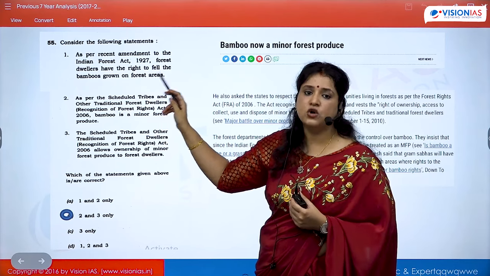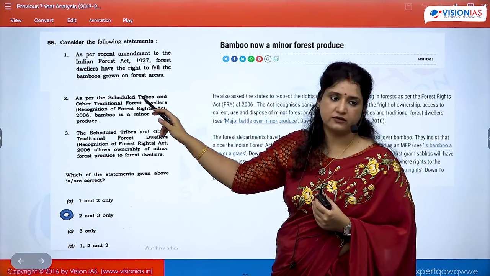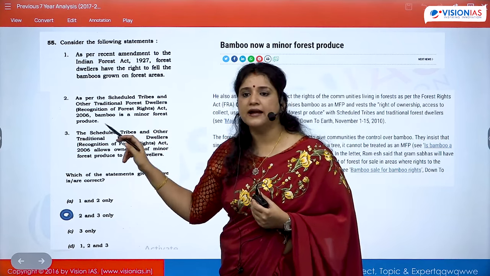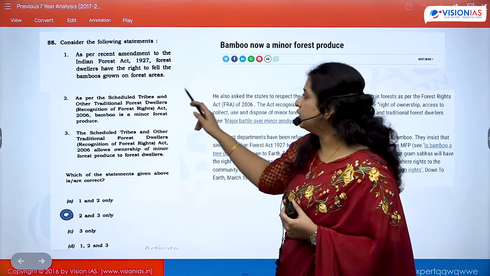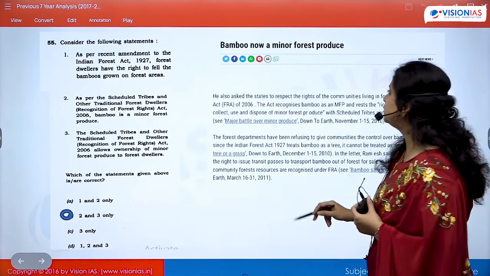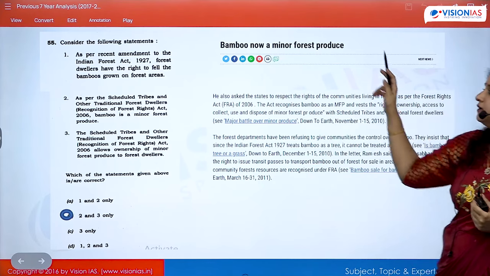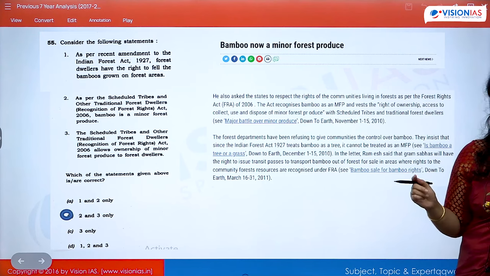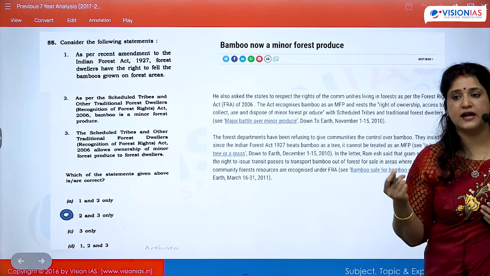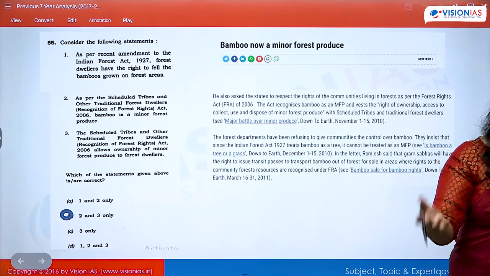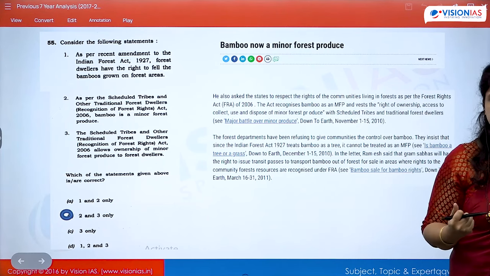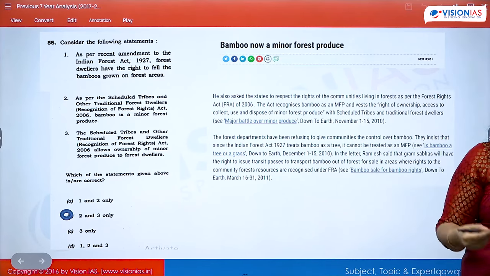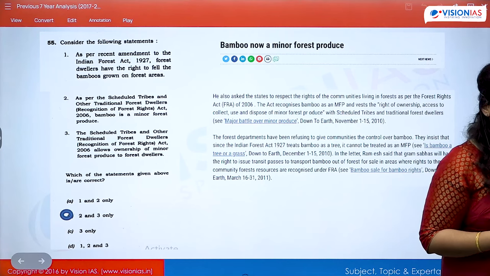So it is not this act which is giving rights to the traditional forest dwellers. Which is the act? It is the Forest Rights Act. And because it specifically talks about bamboos, bamboo was declared recently as a minor forest produce. Before this, bamboo was not classified as a minor forest produce. That means the traditional dwellers also could not harvest bamboo from the forest. But after its declaration as a minor forest produce, they got rights to harvest bamboo.